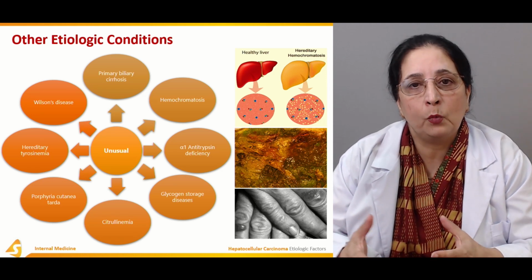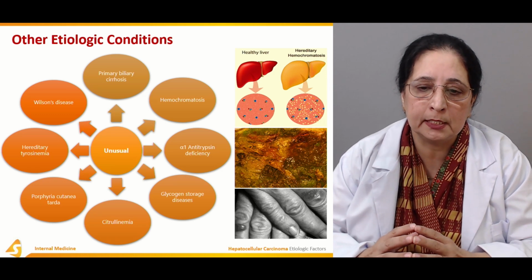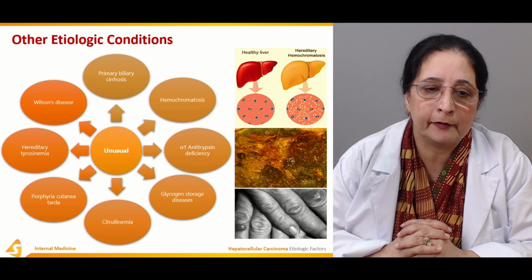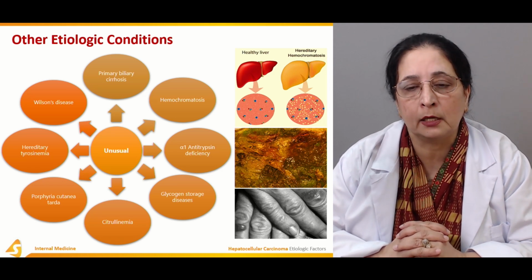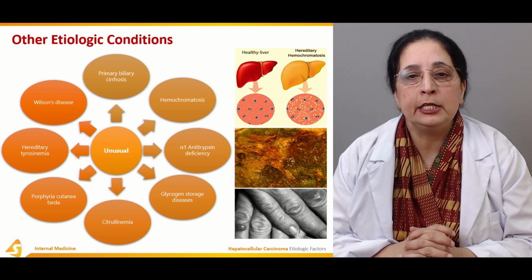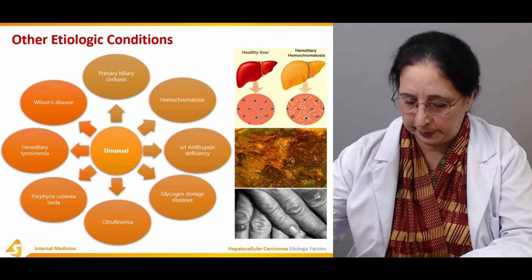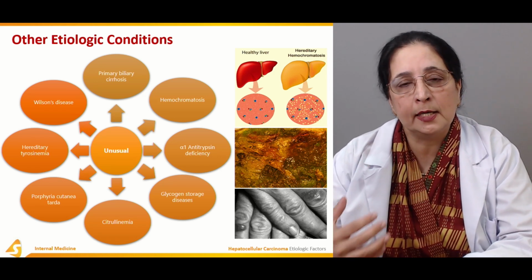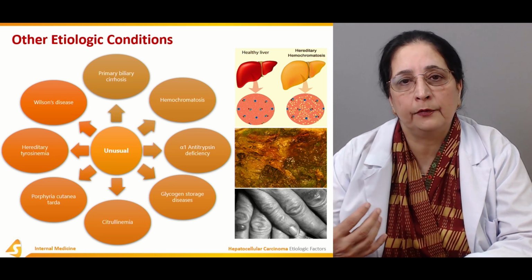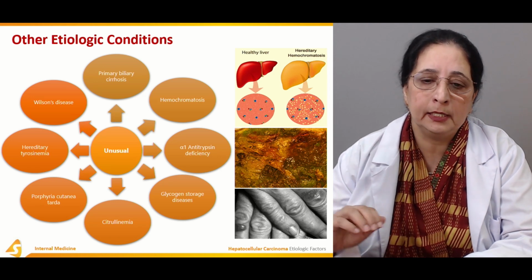Primary biliary cirrhosis, hemochromatosis, alpha-1 antitrypsin deficiency, glycogen storage diseases, porphyria cutanea tarda, hereditary tyrosinemia. These are different conditions that can lead to hepatocellular carcinoma and cirrhosis of the liver. In both, there is poor destruction of the hepatic tissue and destruction of the liver.